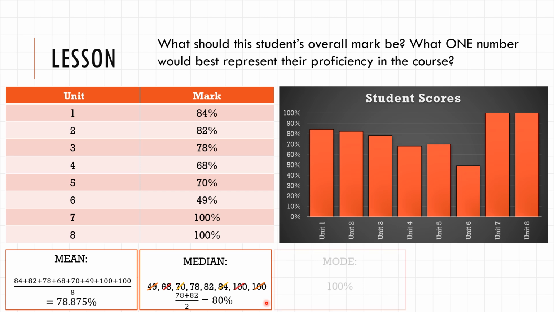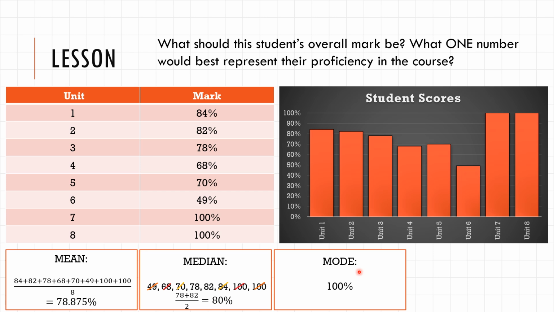One more way might be the mode. So you might take a look at the student's marks and say, okay, well, they got an 84, but they only did that one time. So I don't think it would represent everything that they did. Ooh, they got a 49, but again, they only did that one time. So I don't think that would represent all of their marks either. But 100, well, they got that 2 times. That was the most consistent mark. That was the mark that they got the most often. So you might say to yourself, I'll give this student 100.